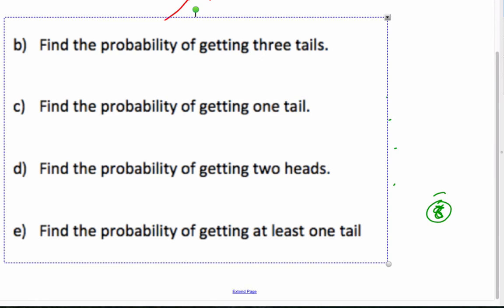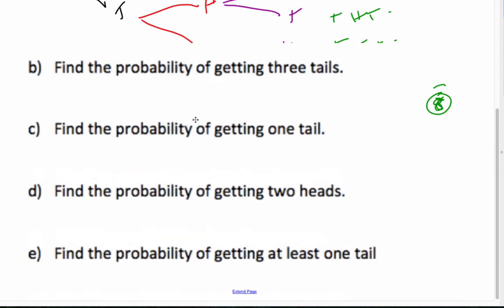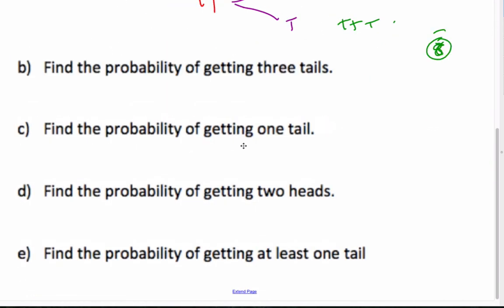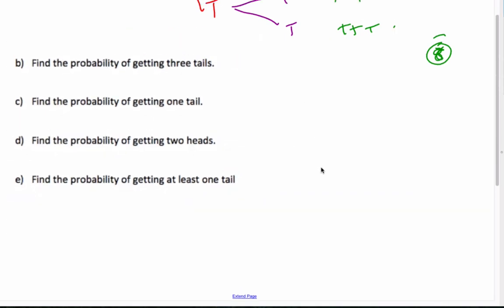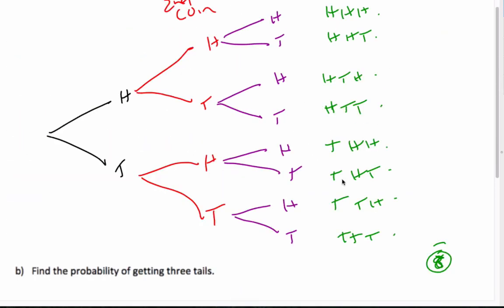If I consider the rest of the question, it says, what is the probability of getting 3 tails? Well, if I look at all my outcomes, my 3 tails only happens down here. And so the probability of getting a tail, tail, and a tail is equal to 1 out of a possibility of 8. And this is a theoretical probability. We didn't experiment it or try it, we just looked at the possibilities.